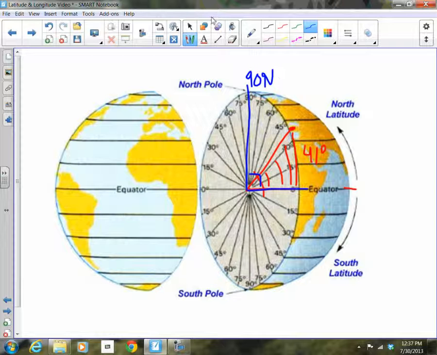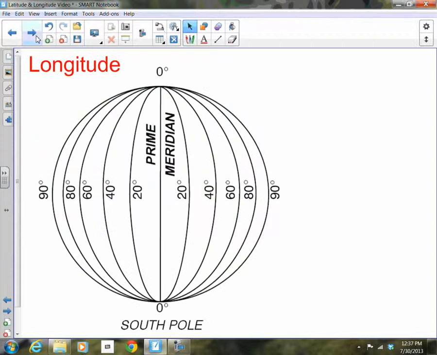Now let's take a look at longitude. Lines of longitude run from the North Pole to the South Pole, and they measure the angular distance east or west of the prime meridian. Unlike lines of latitude, you'll notice that lines of longitude do touch each other. In fact, they all meet at the North Pole and the South Pole.